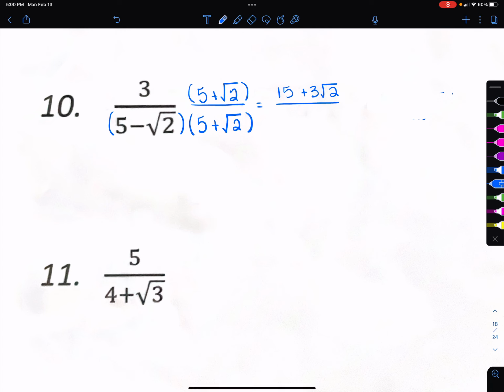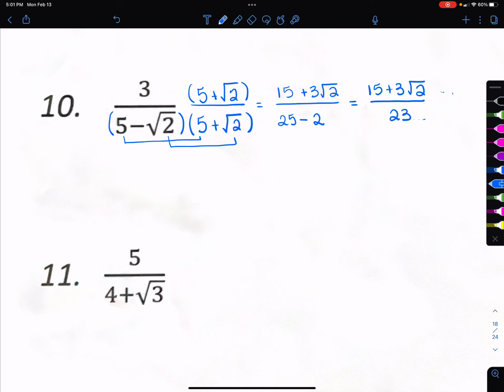And the denominator, we talked about we could FOIL the whole thing, but 2 of the terms would cancel out. And we also talked about the shortcut where we take the first times the first and the last times the last. Okay? So we have 5 times 5 gives me 25. A negative times a positive is going to be a negative. Radical 2 times radical 2 gives me radical 4, which simplifies to 2. So that gives me 15 plus 3 radical 2 over 23.